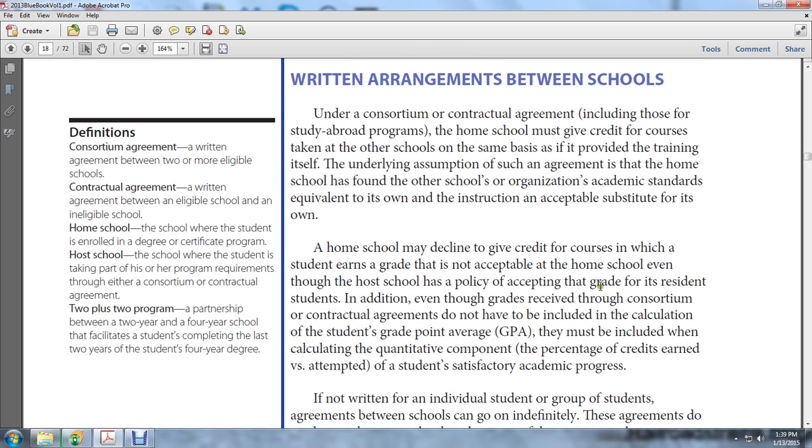In addition, even though the grades received under consortium and contractual agreements do not have to be included in the calculation of the student's grade point average (GPA), the credits must be included in the calculation of the quantitative component, the percentage of credits earned versus attempted, in the student's satisfactory academic progress.